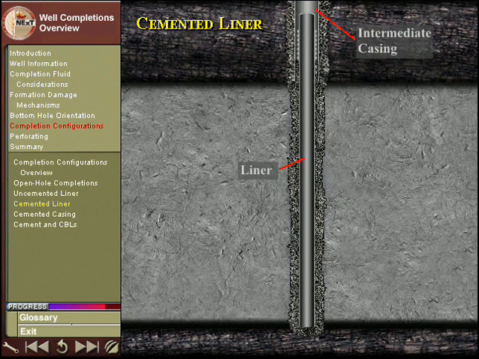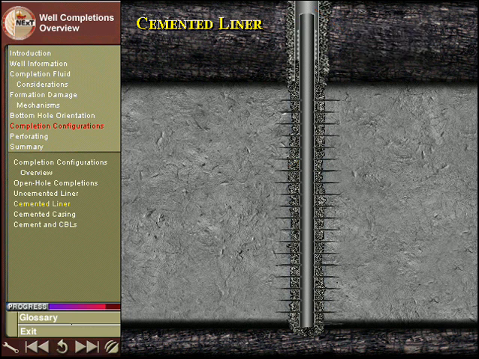A cemented liner completion is one in which casing is set above the producing zone, and the liner, which extends through the producing interval, is cemented into place. The liner is then selectively perforated for production.